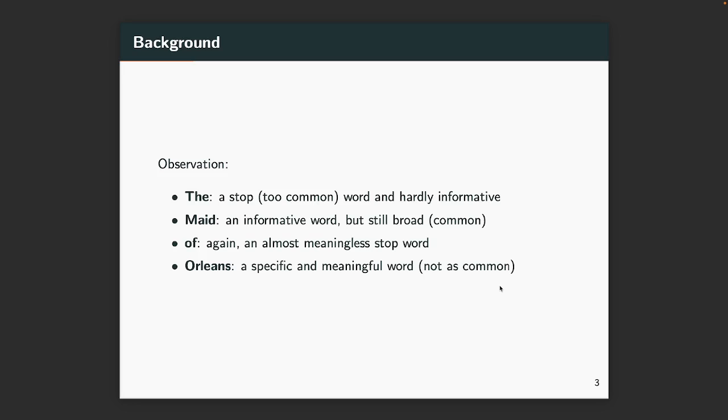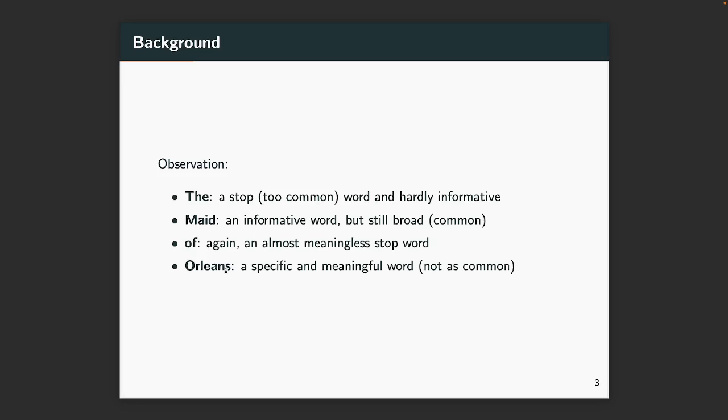Now, if you look at the word "maid," right? The word "maid" is less frequent, less common, and so it suddenly gives you more information. But of course, "maid" can be ambiguous, right? It can be just a lady who is helping people with the household. But throughout history, "maid" can mean different things as well. So there's ambiguity, but there is still some information in the notion of "maid."